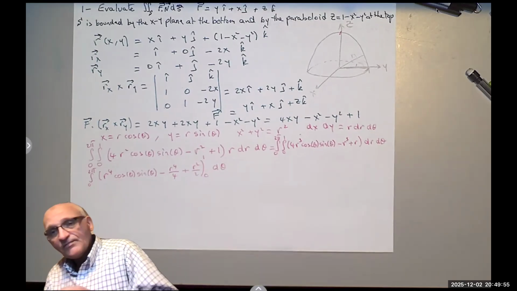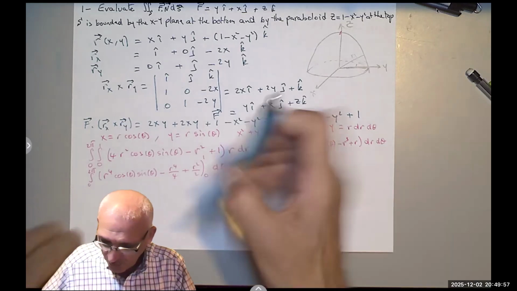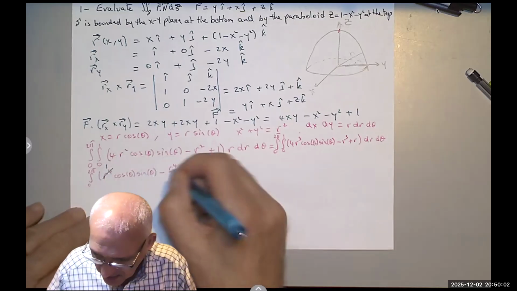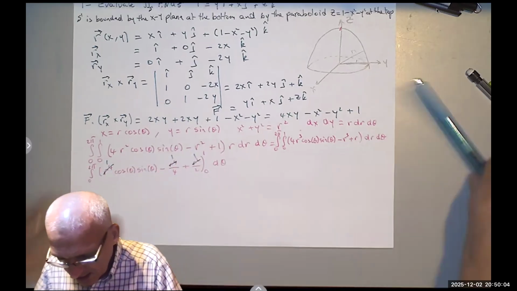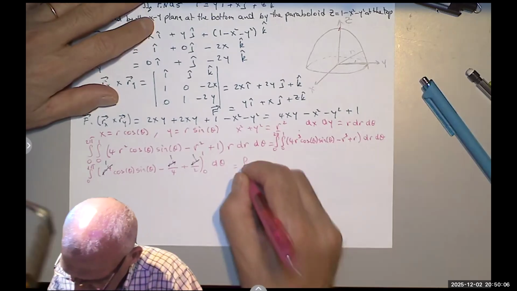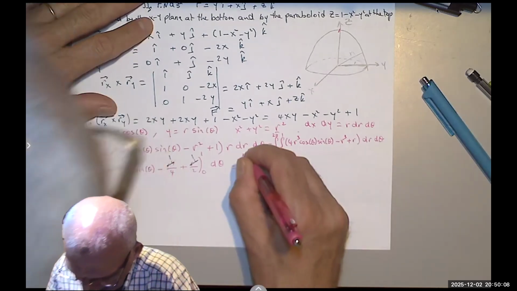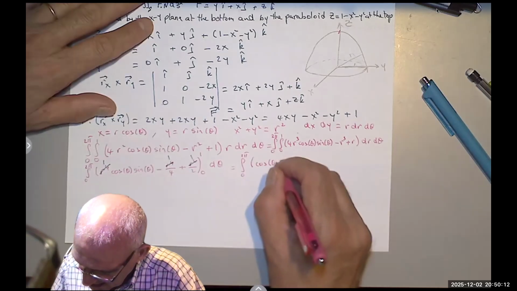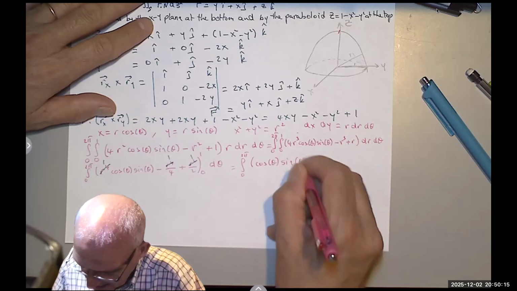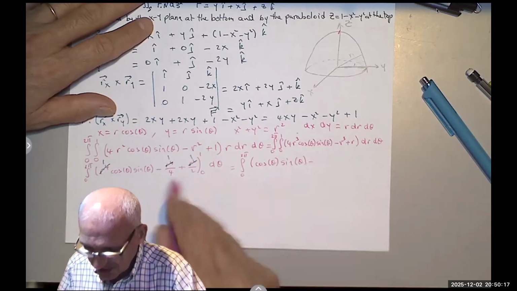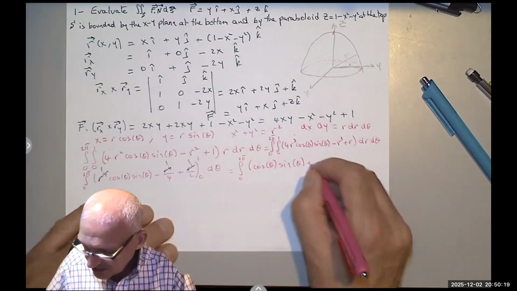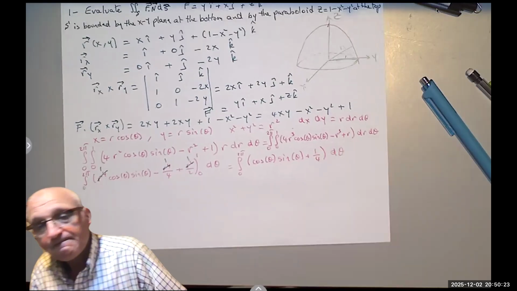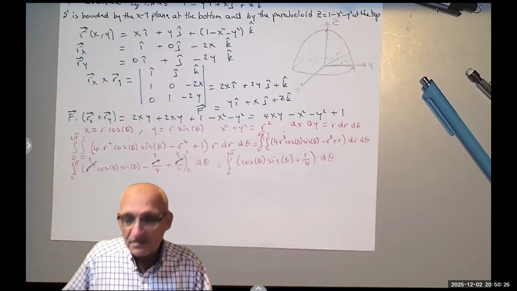Notice when you evaluate at 1, this is 1, this is 1, this is 1. So you get the integral from 0 to 2 pi of cos theta sine theta minus a quarter plus 1/2, so plus a quarter, just to save time. So here I have two integrals.